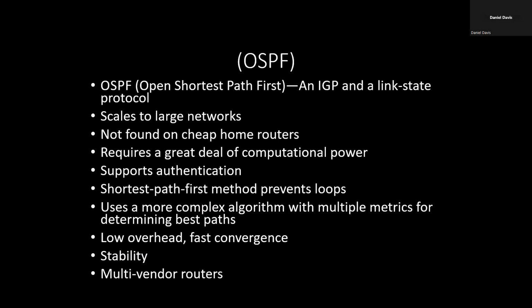OSPF, Open Shortest Path First. It's an interior gateway protocol and a link state protocol. It can scale to large networks. It's often not found on cheap home routers, so very rare for cheap home routers to include this protocol. However, most other routers on a professional or enterprise level will have OSPF. I believe it is one of the most commonly used routing protocols for interior gateway, the most commonly used interior gateway protocol. Requires a great deal of computational power.